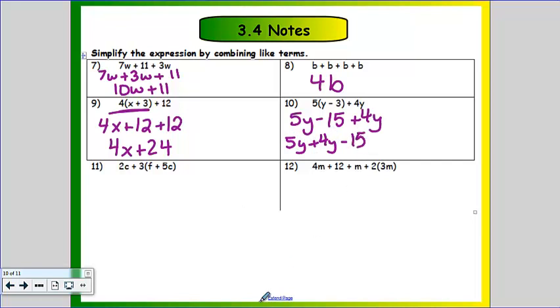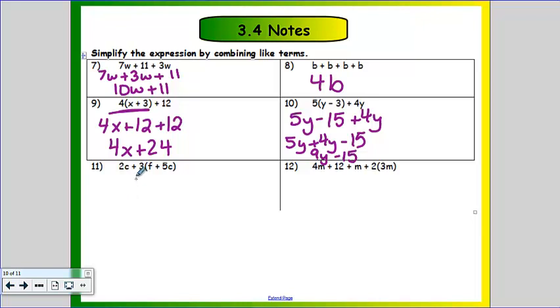And now I'll combine like terms. 5y plus 4y is 9y. So my simplified expression is 9y minus 15. Number 11, we have 2c plus 3 times the quantity of f plus 5c.